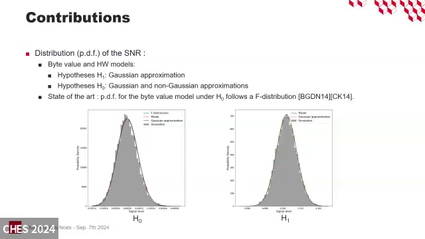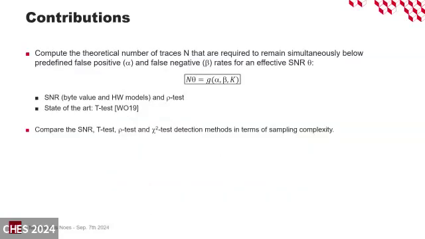So this is our first contribution. Then we use this result to work on the sampling complexity. We fix the false alarm and misdetection probability. We have a given SNR, and we want to know the number of traces required to detect an effective SNR theta, given false positive and false negative rates alpha and beta.